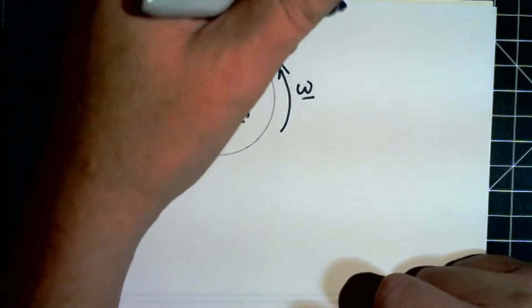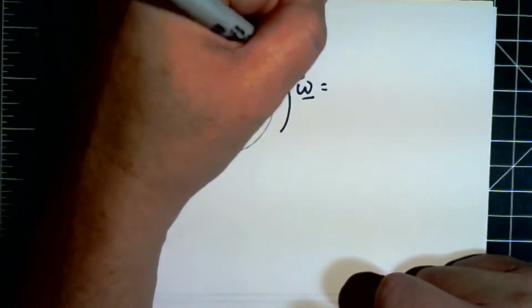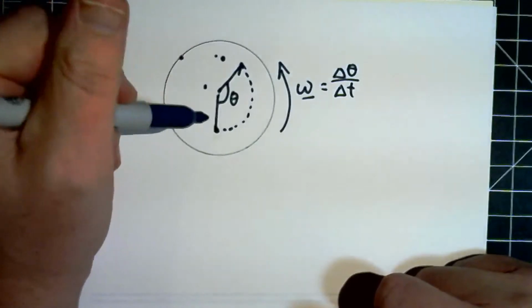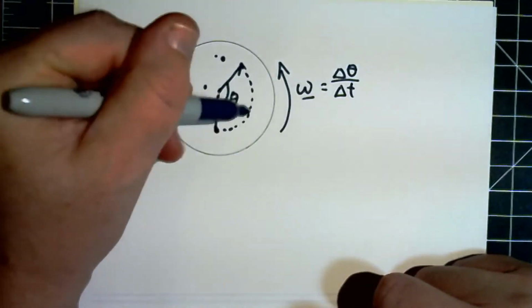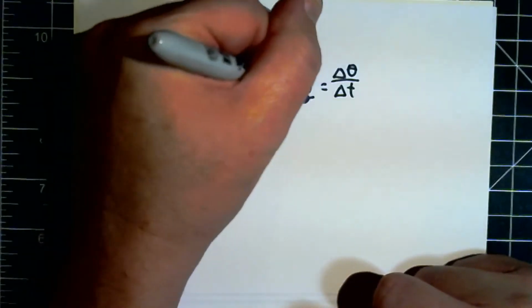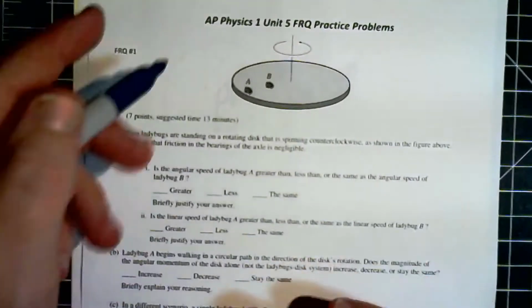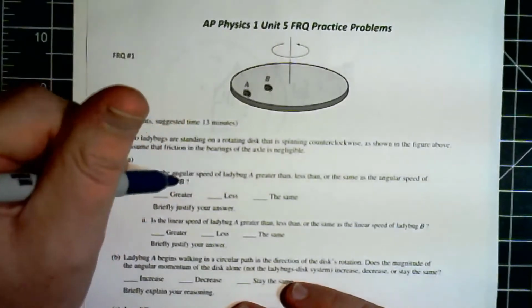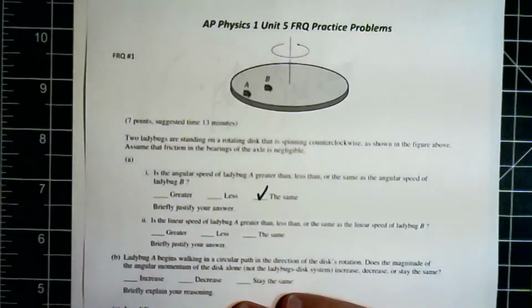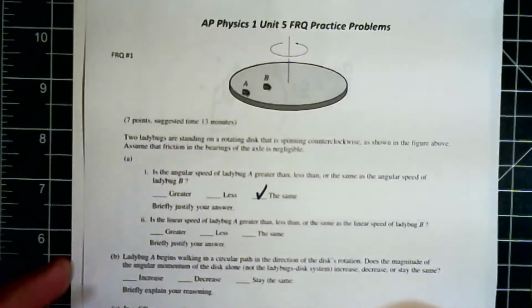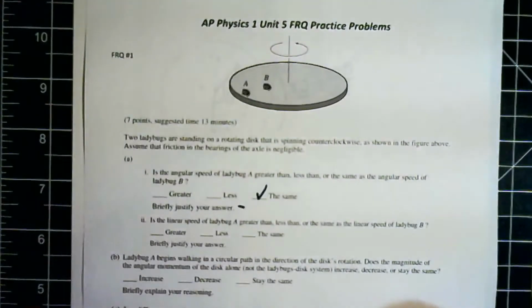So the way you need to think about this is that angular speed is a change in the angle over time, not a change in distance over time, because they all will go through the same angle. They'll all have the same angular speed. So the answer to question A is the same. And that's just a statement of fact. You could just state all objects on a rigid rotating body have the same angular speed. That's all you need to say for justifying your answer.